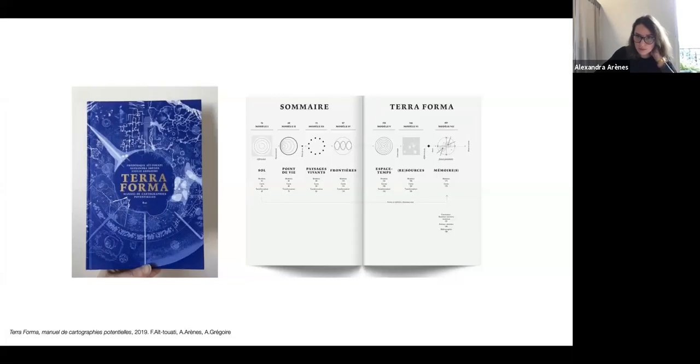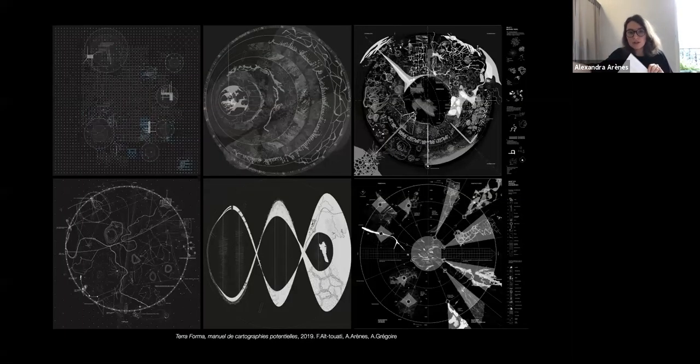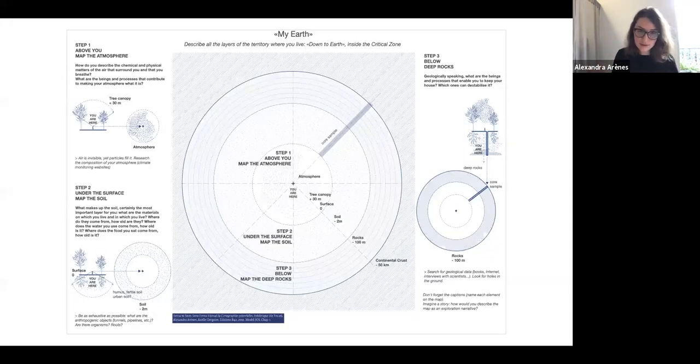Okay, so the exercise we prepared is extracts from the book Terraforma. The map that I present, the river soil, is the first model of the seven chapters. In this book, each model leads to a map, and I present the one at the top right. What the exercise is about is to make this soil model with a place that you choose.